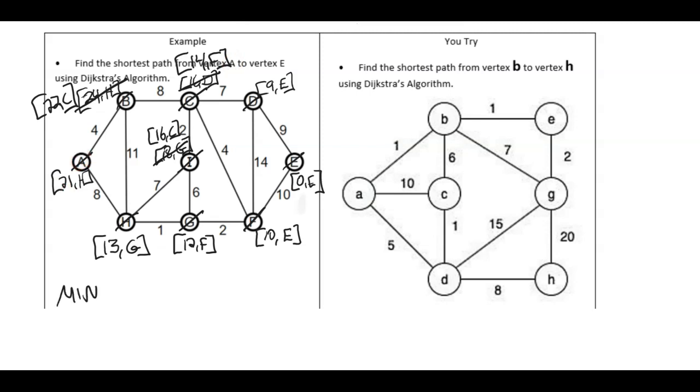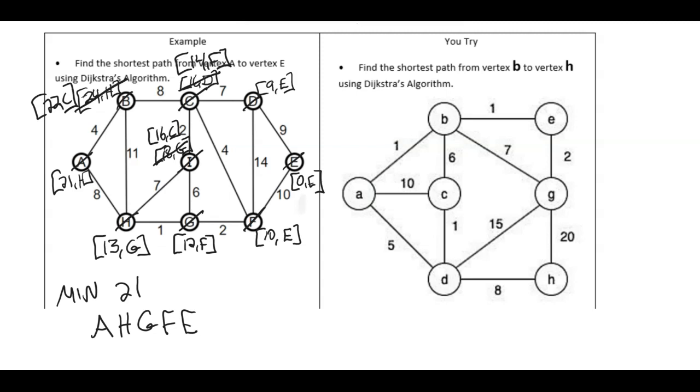The minimum is 21. And what we would do is we'd go from A through H. From H we would go to G. From G we would go to F. From F we would go to E. And that's the path. That is the shortest path from the vertex A to the vertex E.